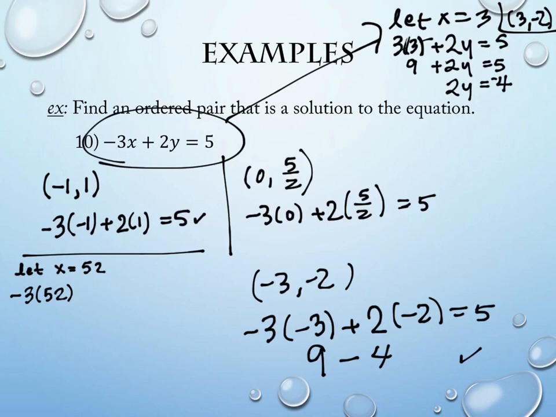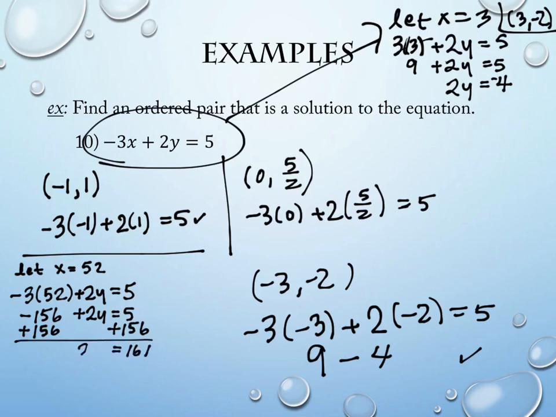Negative 3 times 52 plus 2y. Let's just try it, because I want to show you that it will work no matter what weird stuff. This isn't super weird. But what is negative 3 times 52? Grab a calculator. Or maybe you can do it in your head. Negative 156. Okay, we can add 156 now. What's 156 plus 5? 161. Oh wait, sorry, it was positive. So this would be 52 and 161 over 2, and it would work.